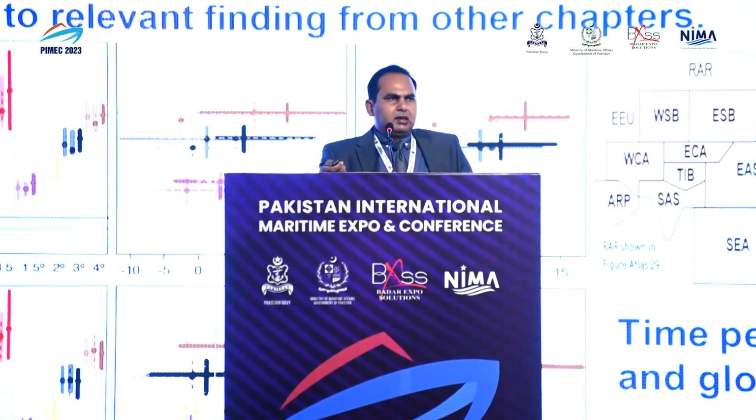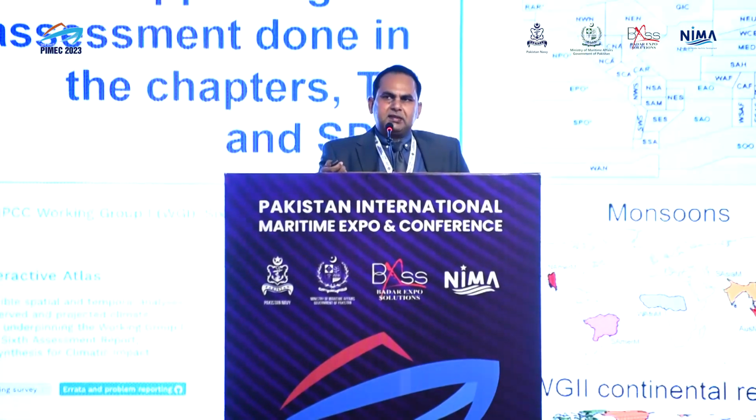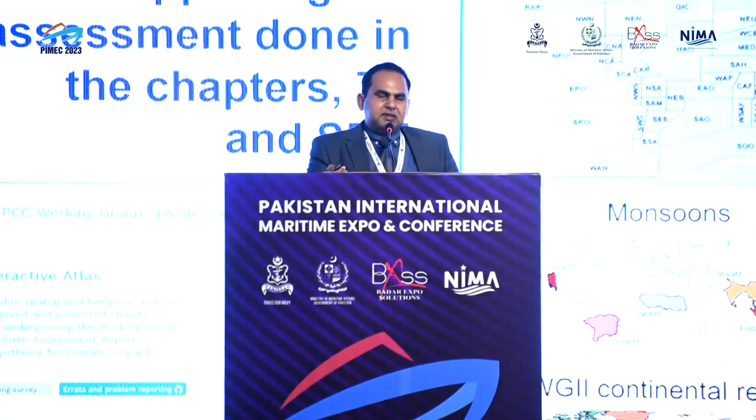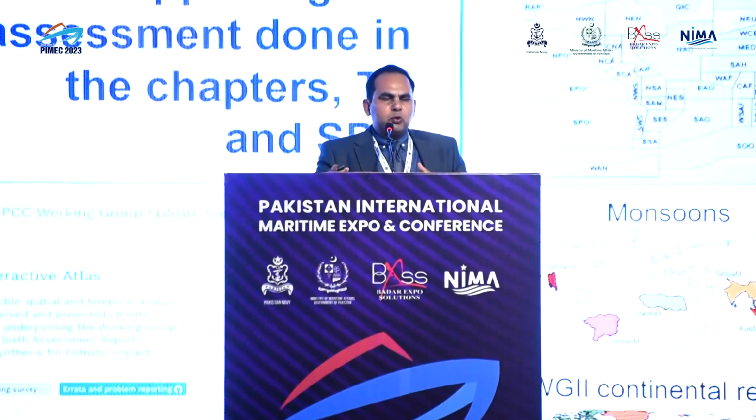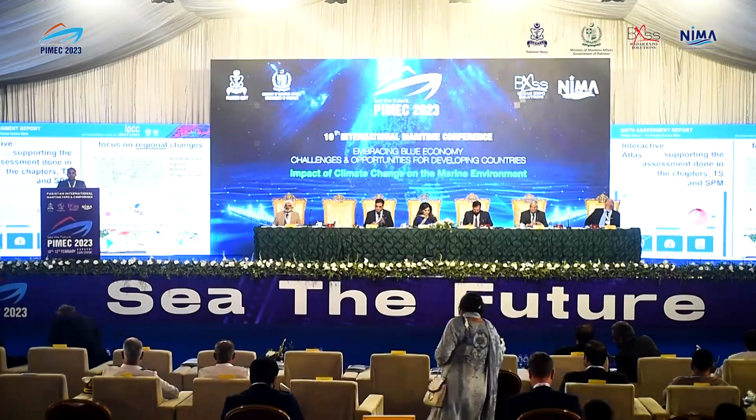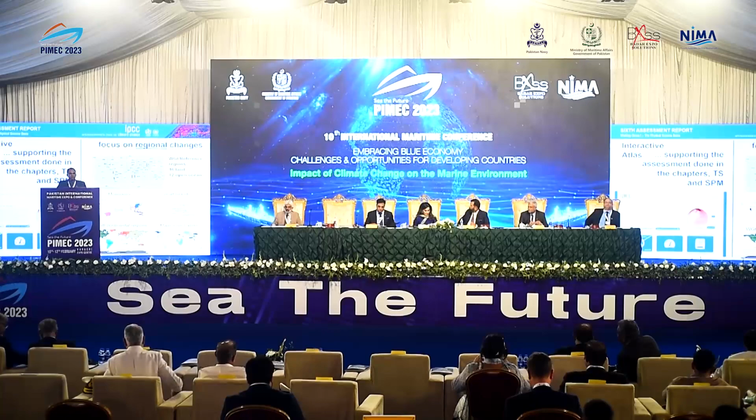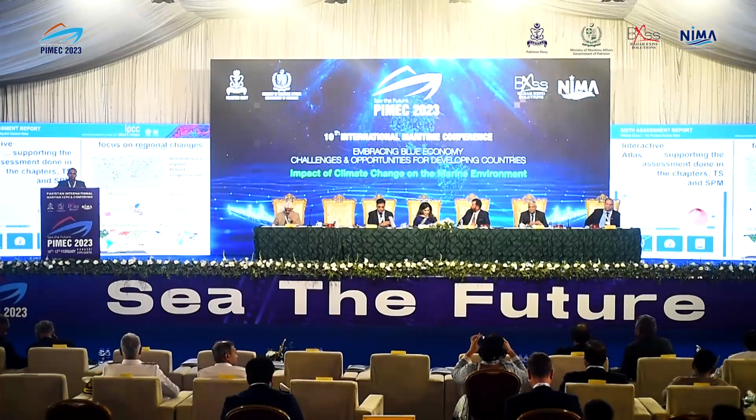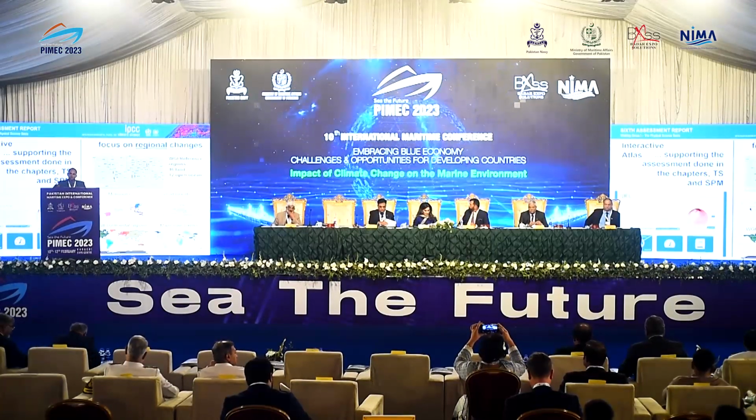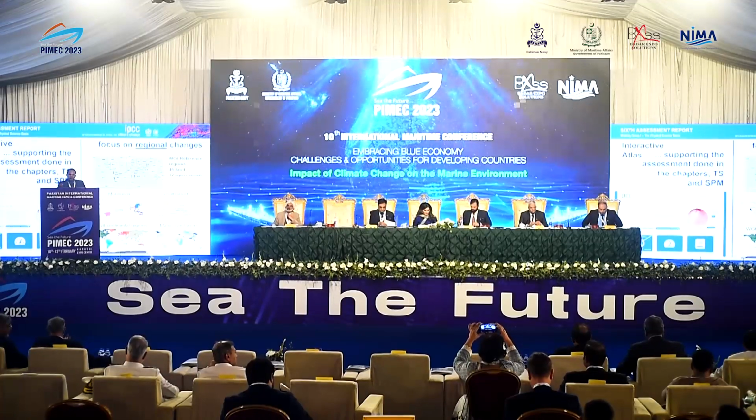As I mentioned, we have divided the whole globe into 46 land regions and 12 ocean regions. In addition to that, there are monsoon regions, small islands, Working Group 2 continental regions, and major river basins. So in all these regions, you can go and see different kinds of variables, which I will show you.